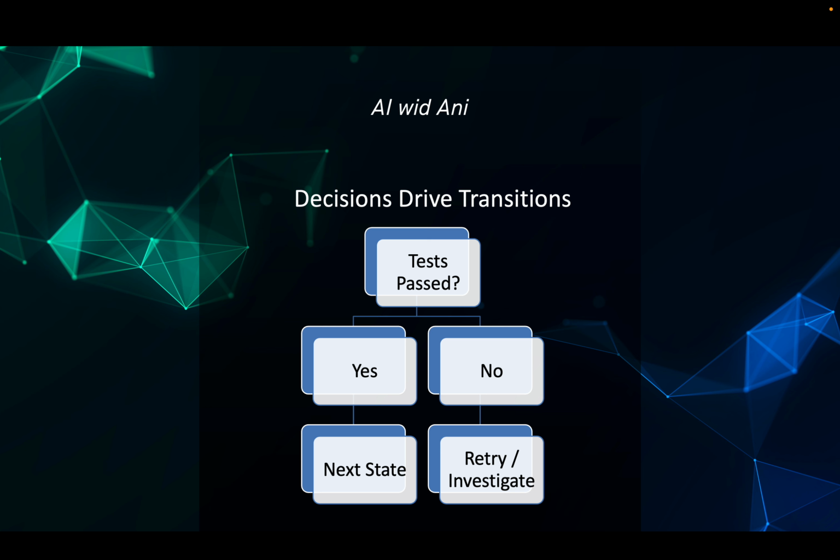Decisions are what drive movement in a workflow. A simple example: did the tests pass or fail? Each answer leads to a different next state. Modeling these decisions upfront is what makes workflows predictable and easier to reason about.